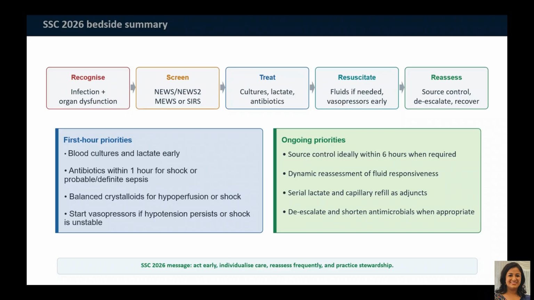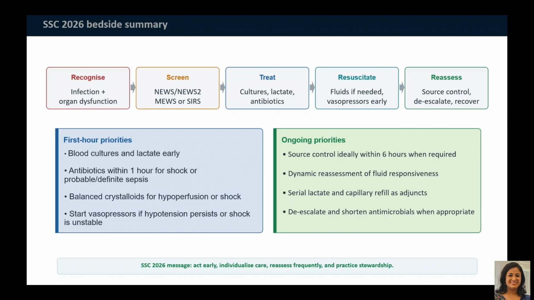So first, our priority is the Sepsis 6. I have told you about that, and here taking blood cultures is pretty important. If the patient is in septic shock or probable sepsis, giving antibiotics is very important. Give balanced crystalloid if the patient is hypovolemic and in shock, and start vasopressors if the hypotension persists despite fluid resuscitation.